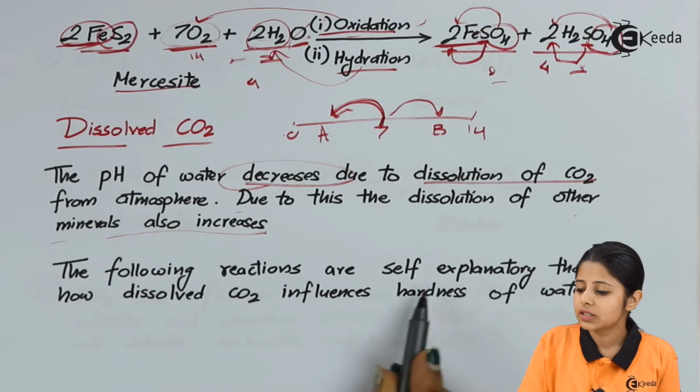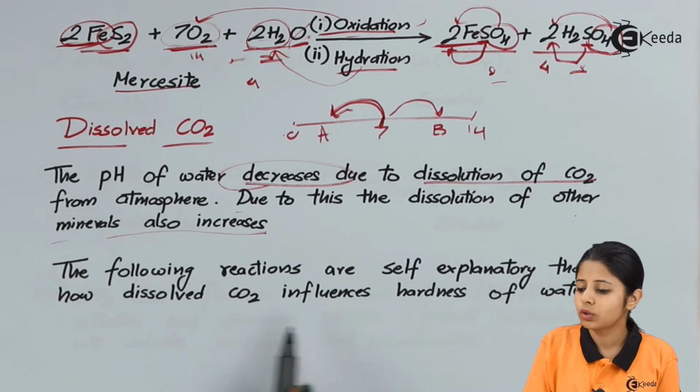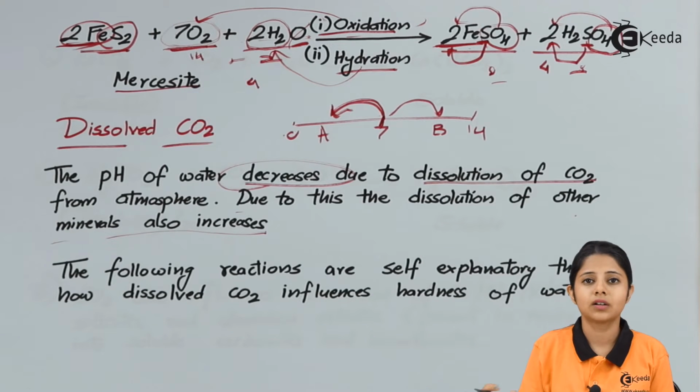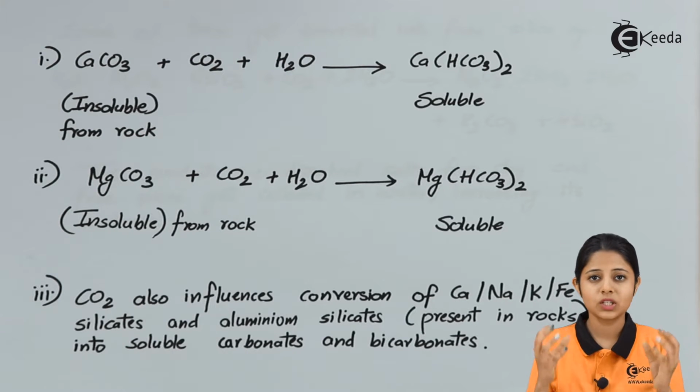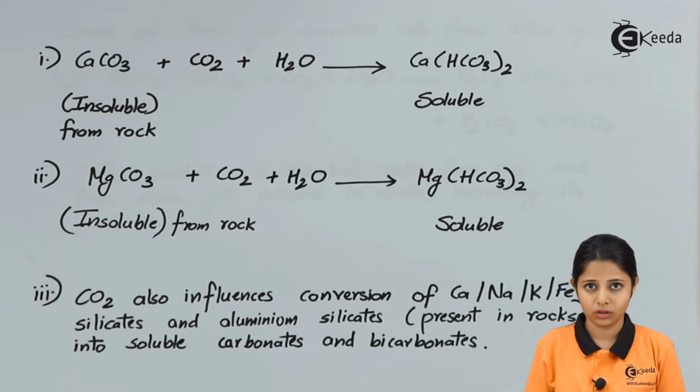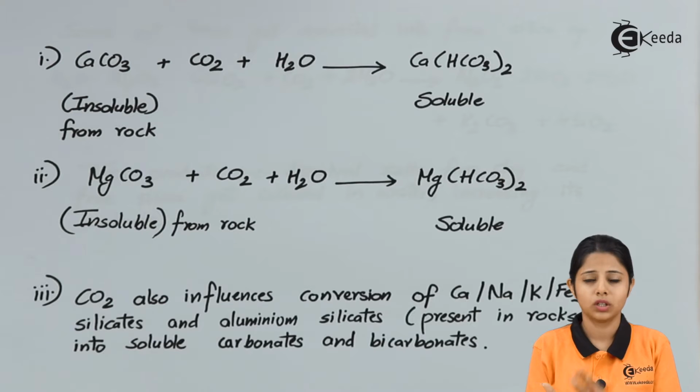The following reactions are self-explanatory that how dissolved CO2 influences hardness of water. We'll see certain reactions and see the effect of CO2 on water. Now imagine a water stream which is passing through rocks. Now these rocks have CaCO3 in them. If this CaCO3 gets mixed in water, that is pure water, that CaCO3 will not affect water at all because those are insoluble in water. CaCO3 always precipitates out of water. So if I have water and I add CaCO3 in it, that water will not get converted into hard water because CaCO3 will not get dissolved at all.